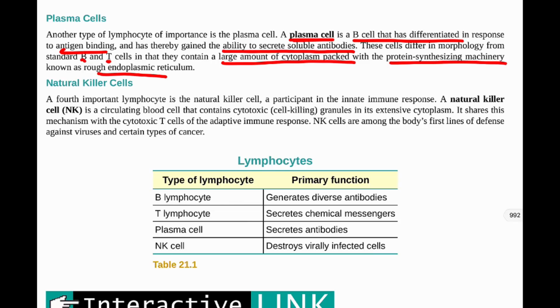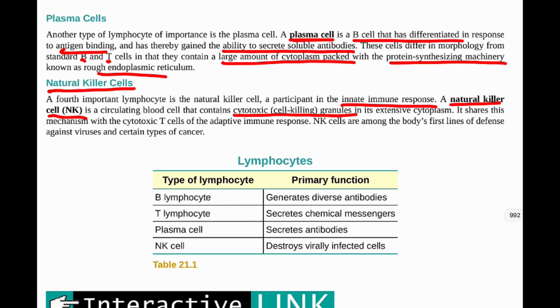Then we have our natural killer cells, which, as the name implies, go around killing things, not very specific. It's the natural killer cell in the innate immune response. Remember, that's the second one. The innate immune response was more rapid. We have our natural killer cell, which is just going to go around killing things that don't look like self. It contains toxic, or cell-killing, granules. It's going to basically shoot these cell-killing granules out and kill other things that are not self.